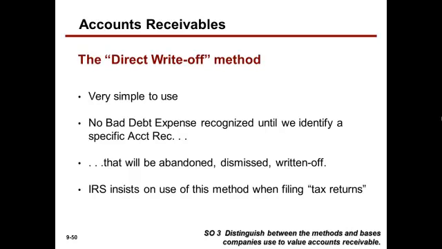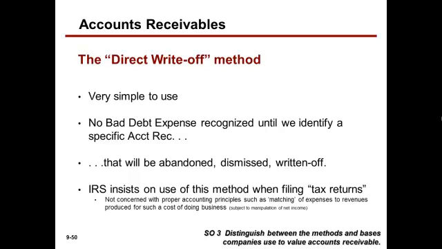Now, the IRS insists on use of this method when filing tax returns. There can be a difference between the earnings on a company's books and the earnings declared in a tax return. That's commonly expected in large corporations, and there's actually a Schedule M that reconciles the two. The IRS is not necessarily concerned with proper accounting principles such as the matching principle.